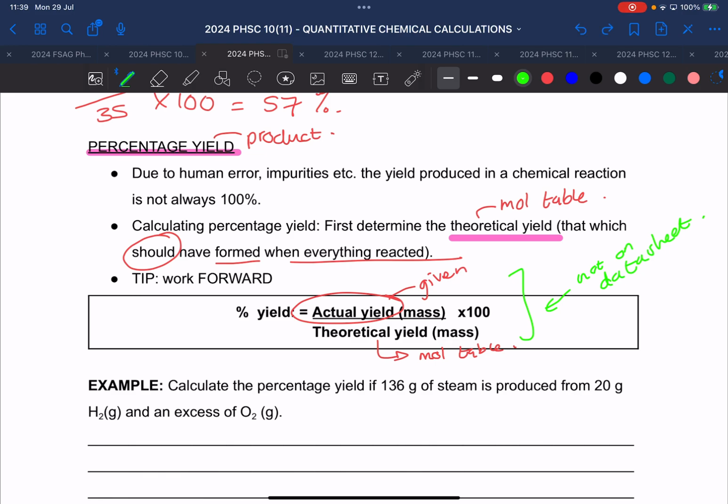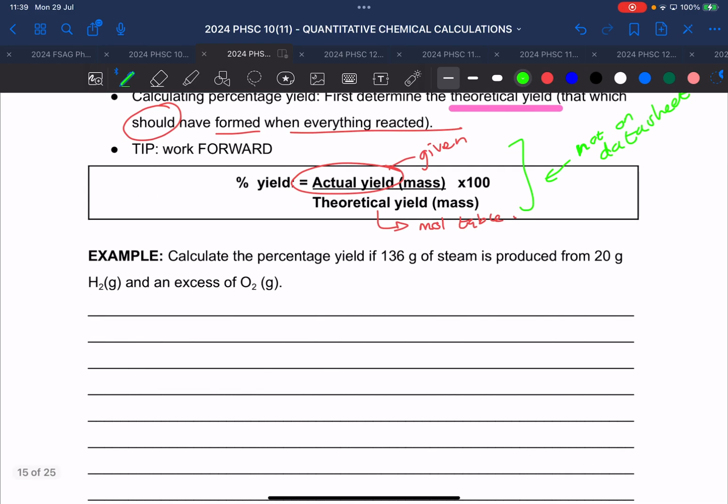Okay, let's see. How will that work? It says there, calculate the percentage yield if 136 grams of steam is produced from 20 grams hydrogen and excess oxygen.